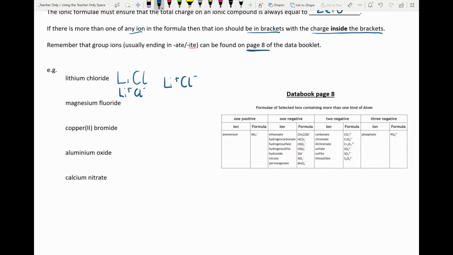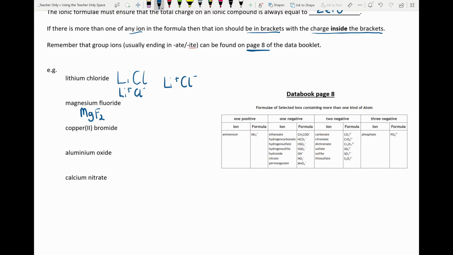Okay, now the second example is magnesium fluoride. I've deliberately picked this example because in this example we've introduced our first number. So MgF2 is the chemical formula using your SVSDF method for magnesium fluoride.